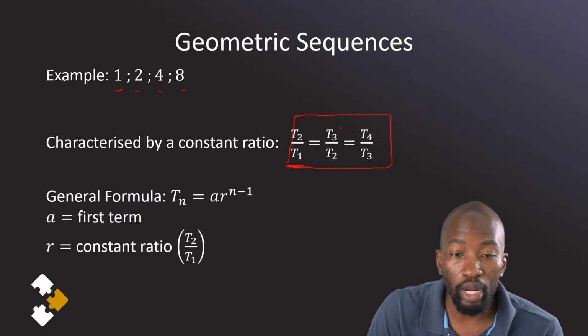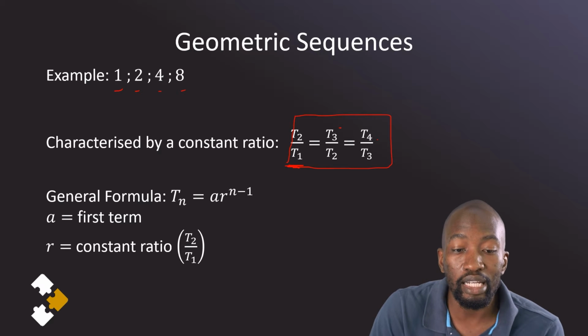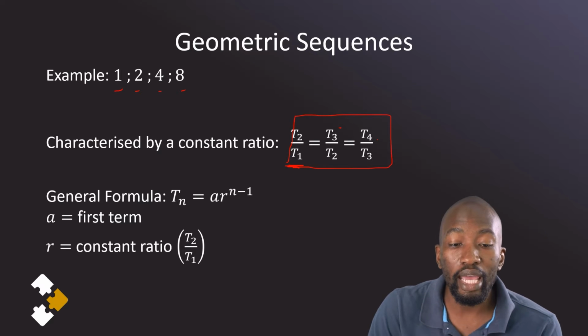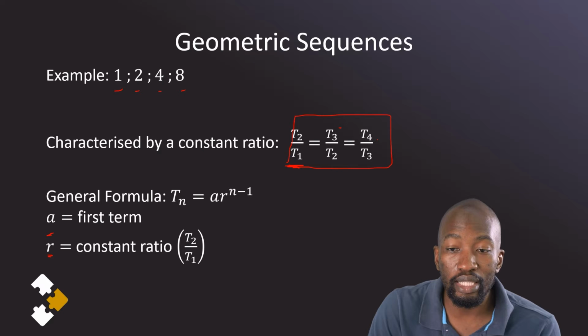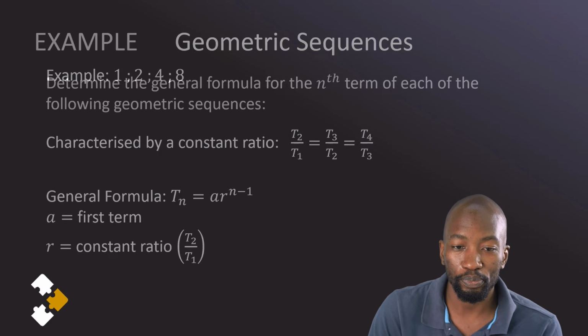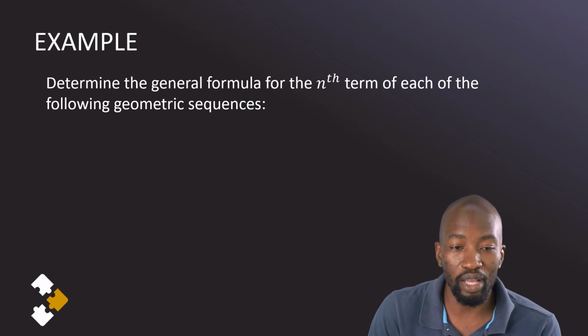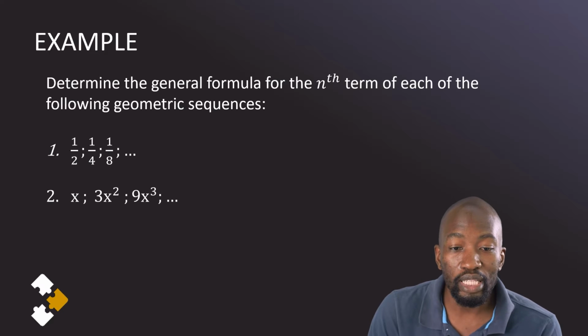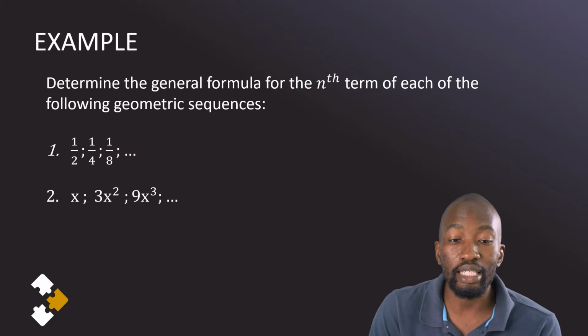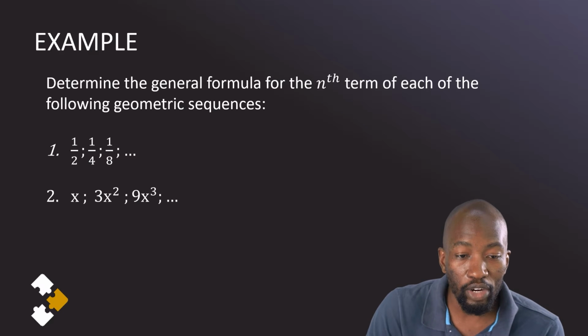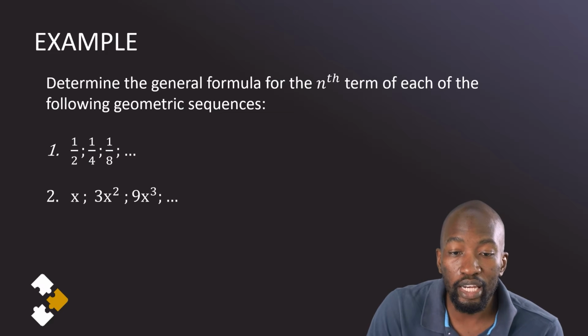Now, the general formula for the geometric sequence is Tn is equal to A R to the n minus 1, where A stands for the first term and R is equal to the constant ratio. Now, let's look at an example. Determine the general formula for the nth term of each of the following geometric sequences. Now, for number 1, we have that kind of a sequence, 1 over 2, 1 over 4, 1 over 8. We need to find the nth term.